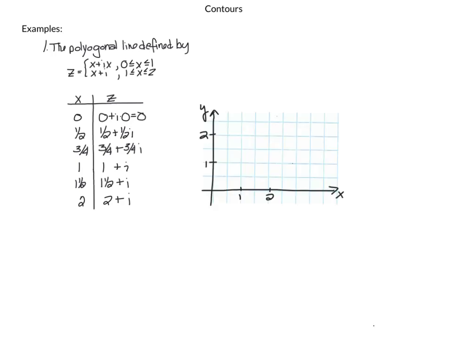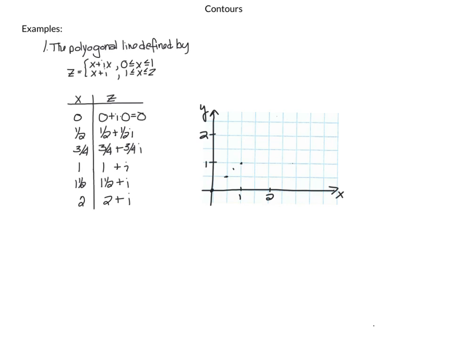And now I can graph my curve. I have my point (0, 0) here. This is the first point in time, z is equal to 0. The second point is equal to (1/2, 1/2). My next point in the xy plane is equal to (3/4, 3/4). And then my next point in the xy plane is (1, 1).